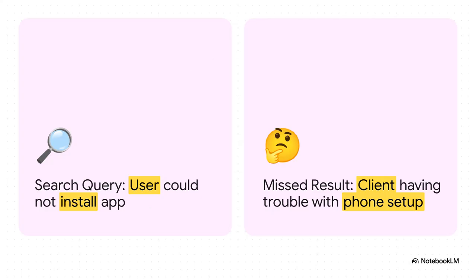This example just nails it. A keyword search looks at this and sees zero connection. To the computer, user and client are totally different. Install app and phone setup, worlds apart. It's so literal, so rigid, it completely misses the obvious semantic link, the shared meaning that a human sees instantly.